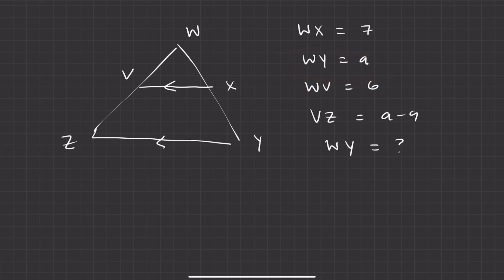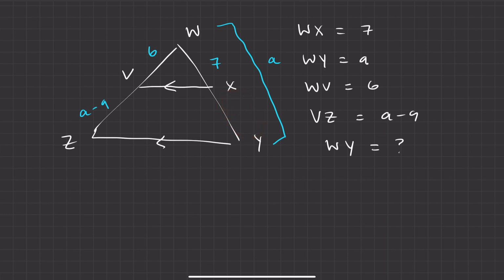So let me go ahead and just label everything. WX is 7, WY is A, and then WV is 6, and then VZ is A minus 9, okay? So again, we're going to apply the triangle proportionality theorem here, and I need to create a ratio between these two parts, and I'm going to equal that to these two parts. But notice that we don't have anything here.